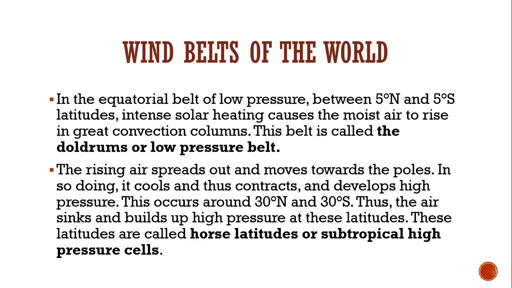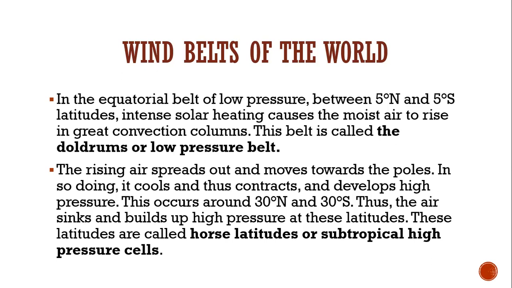Now, in the equatorial belt of low pressure between 5 degrees north and 5 degrees south latitudes, intense solar heating causes the moist air to rise in convection columns. This belt is called the doldrums or the low pressure belt. And the rising air splits out and moves towards the poles. In so doing, it cools and contracts and develops high pressure. This occurs around 30 degrees north and 30 degrees south.